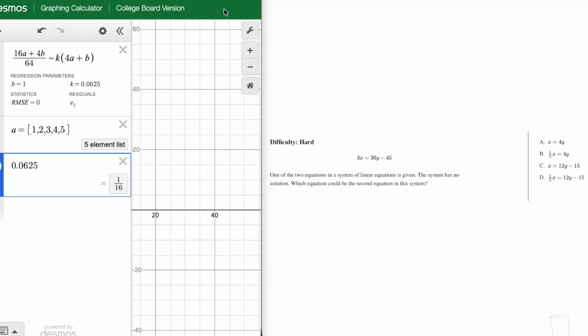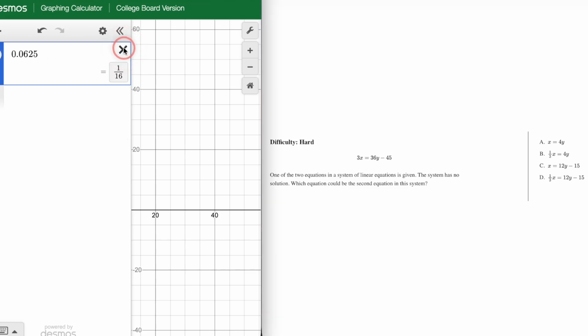So now for the next question. Sorry, let me delete this first. Okay, one of the two equations in a system of linear equations is given. The system has no solution. Which equation could be the second equation in the system? So this is not too difficult of a problem, but it takes a long time without Desmos. And with Desmos, it's a very fast problem. So it's asking for the other equation, which has no solutions with this one.